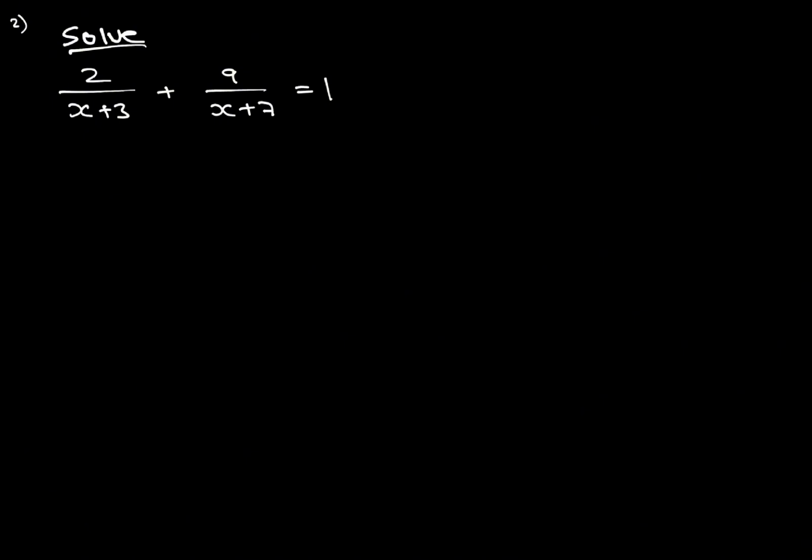Okay, in this question, we are going to solve 2 over x plus 3 plus 9 over x plus 7 is equal to 1. When it says solve, we are just looking for x values that will satisfy this equation. So the first thing we're going to do is get rid of all the denominators. To get rid of the first denominator, I have to multiply all of the terms by x plus 3, and that includes the 1 at the end there. And to get rid of the second denominator, I am going to multiply all of the terms by x plus 7.